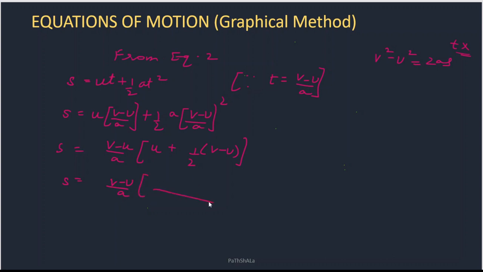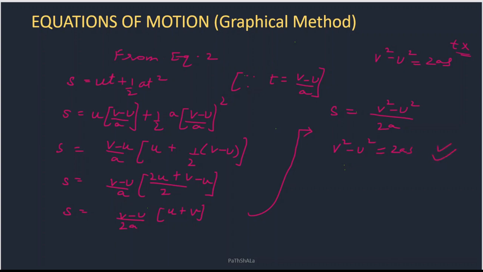We'll take the LCM over here. The LCM will come out to be 2. So this becomes 2u plus v minus u. So s is equal to v minus u over 2a. 2u minus u becomes u, plus v as it is. So now we have v minus u and v plus u. A plus b times a minus b gives us a square minus b square upon 2a. So simplifying this equation, we get v square minus u square is equal to 2as, which is our third equation.